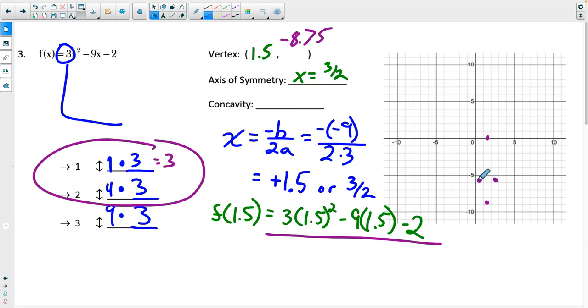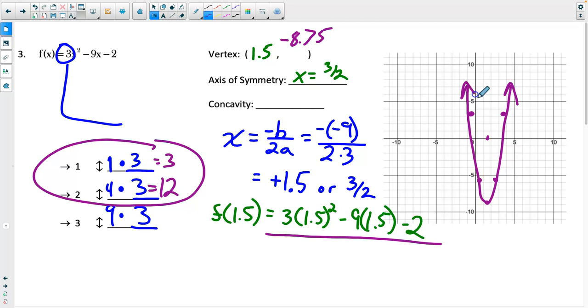And then it's telling me to go 2 from my vertex. And I'm going to have to go up 12. So from this dot again, I go 2 over. So I'm at 3.5. And then I'm going up 12. So there's 3. So I got a dot right there. And then that's going to push me for symmetry over there.